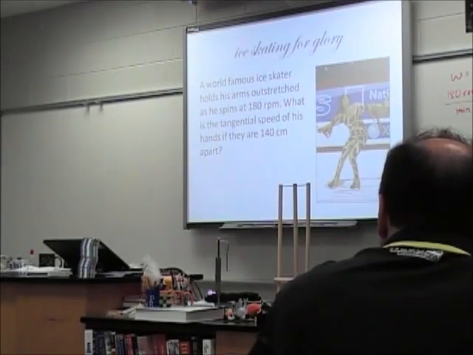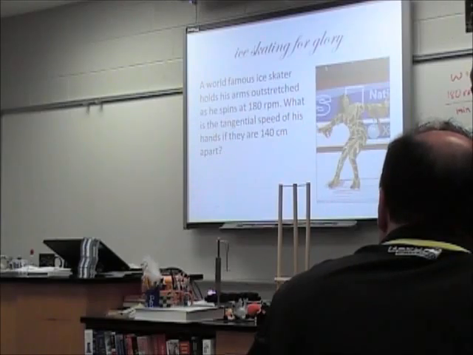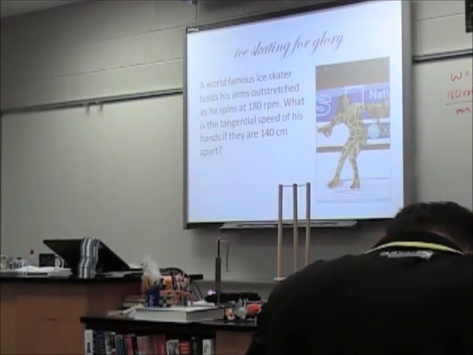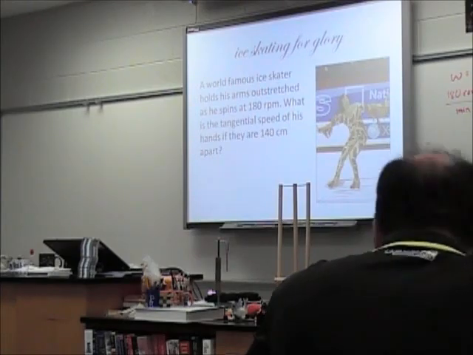One revolution is how many radians? 2 pi. Yeah, unit circle. All right, so what is the angular speed? 6 pi. It is 6 pi. Yeah, two pi. But 6 pi is not a way to communicate.